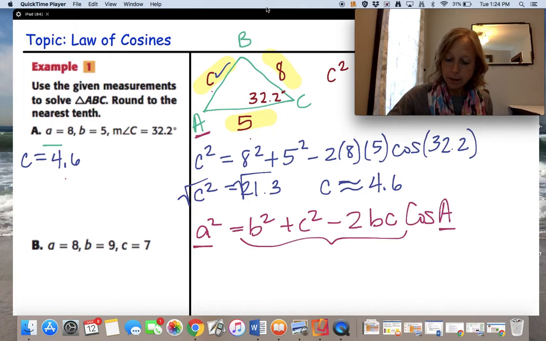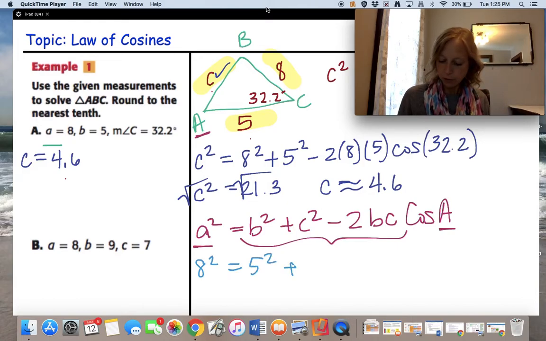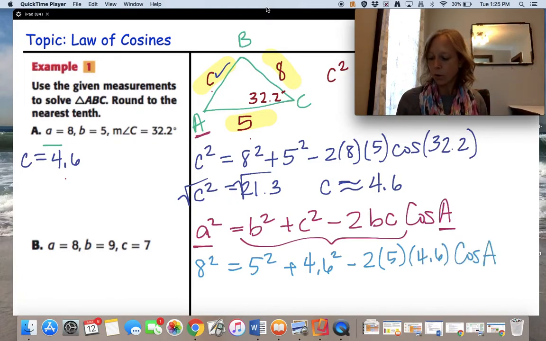Okay, so let's fill in this formula with what we know. We know that a is 8. We know b is 5. We know c, we just figured that out, is 4.6. So we don't know this cosine of A. So we are going to have to isolate this cosine term, and once it's isolated, we'll have to use our inverse cosine to solve for A.